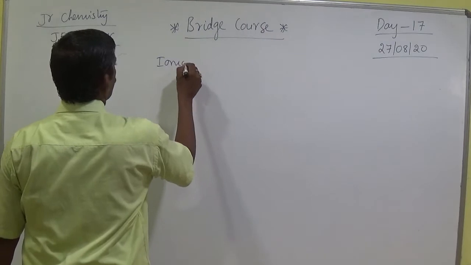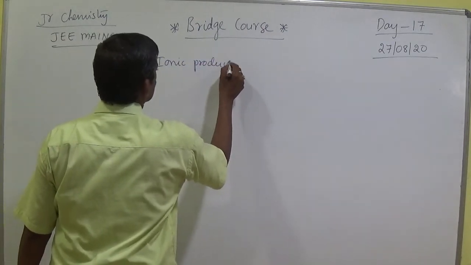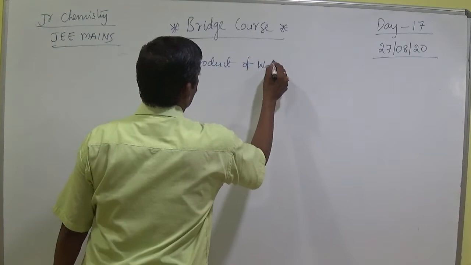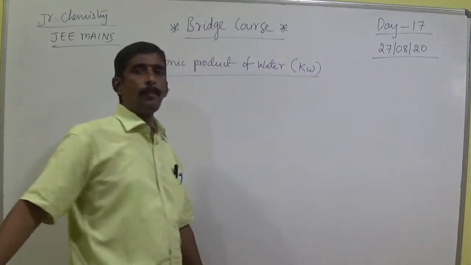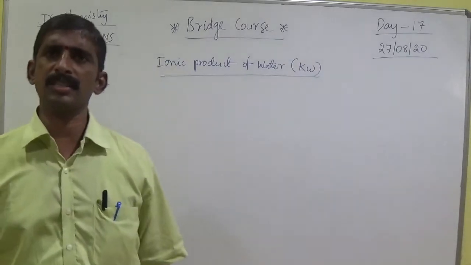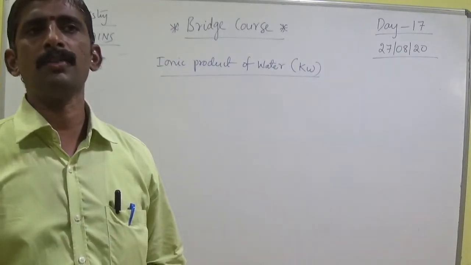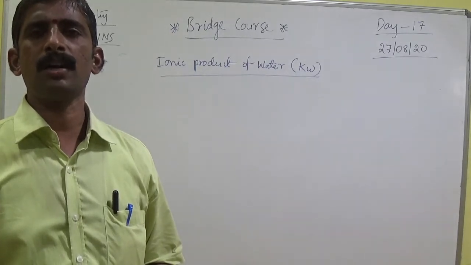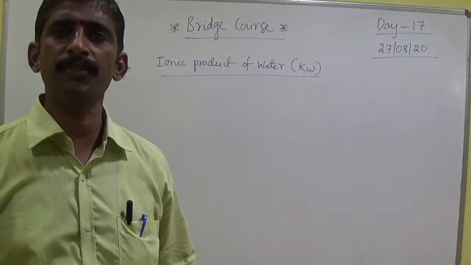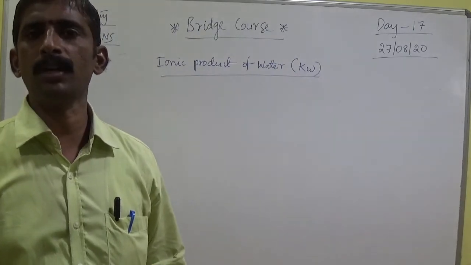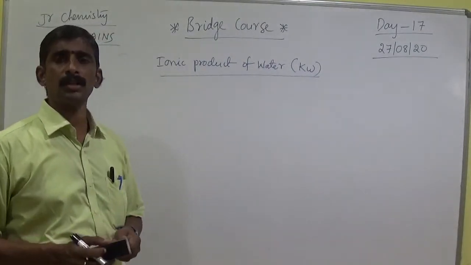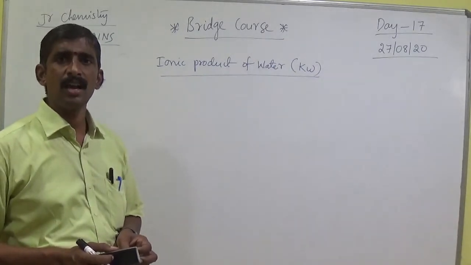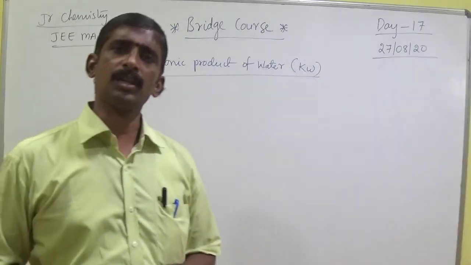Ionic product of water. It is denoted by symbol Kw. The product of the concentration of acid and the concentration of base in pure water at any temperature is known as the ionic product of water.